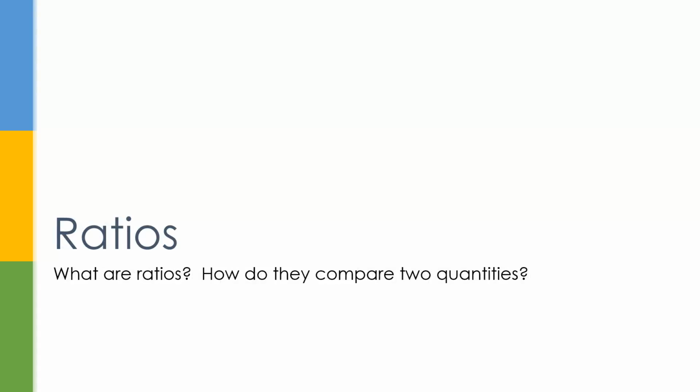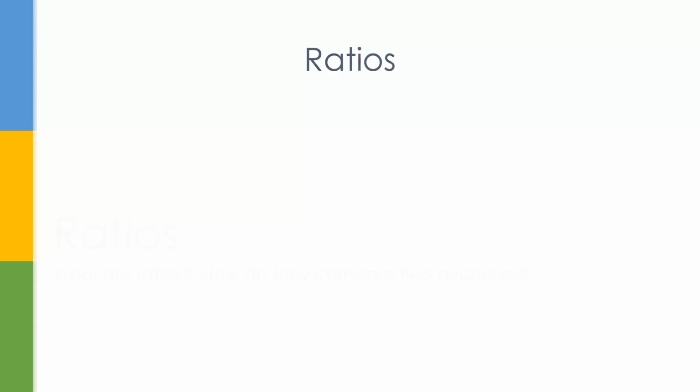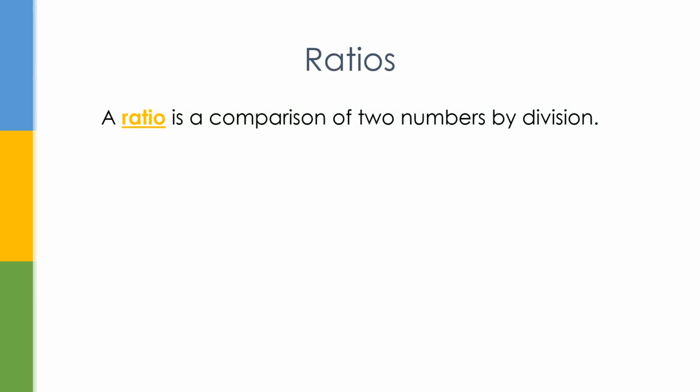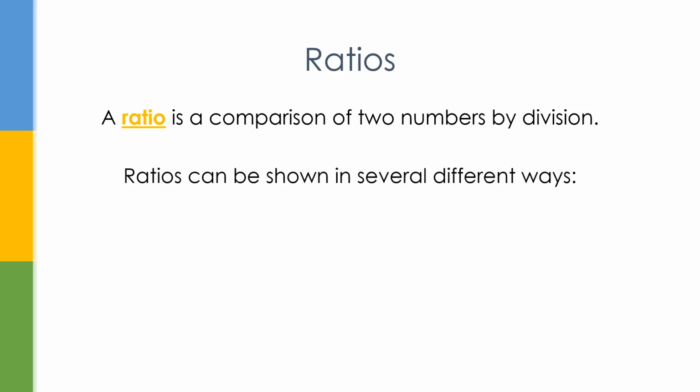So first let's talk about ratios. A ratio is a comparison of two numbers by a division. And we've talked about this a little bit during this year, and basically a ratio is going to look like a fraction to you. You're comparing one thing to another, such as something that's in the numerator by something that's in the denominator. But they can be shown in several ways.